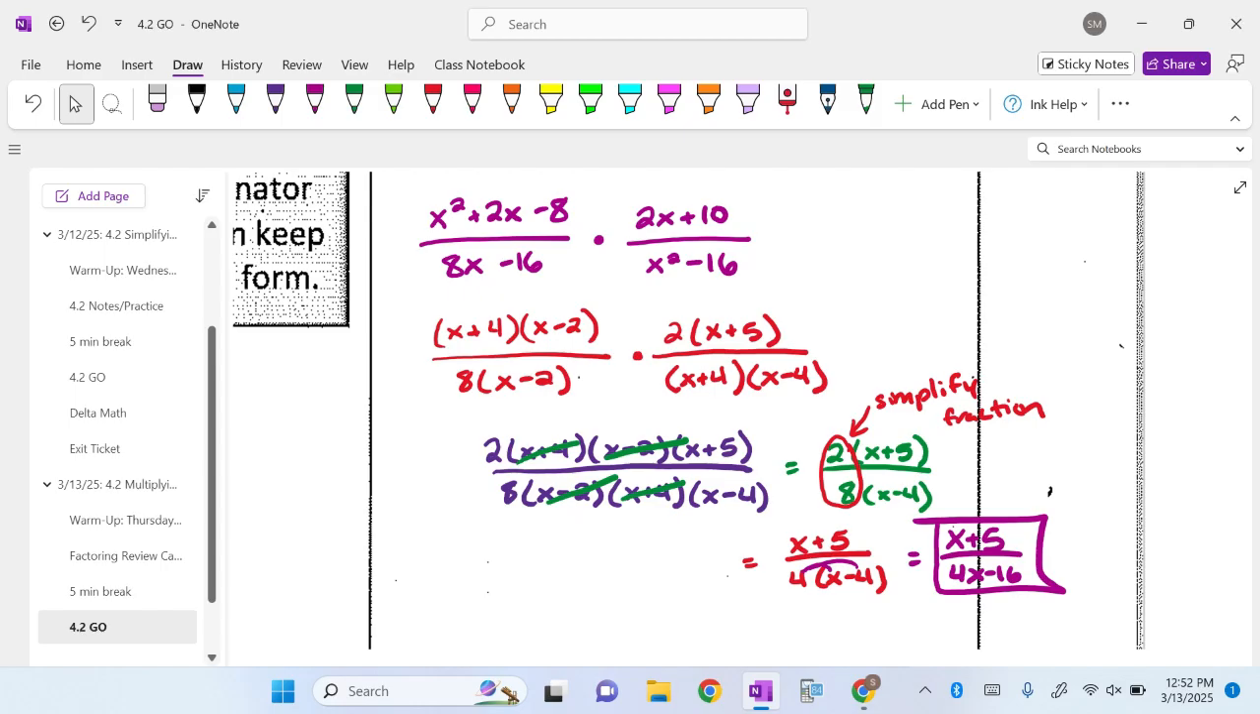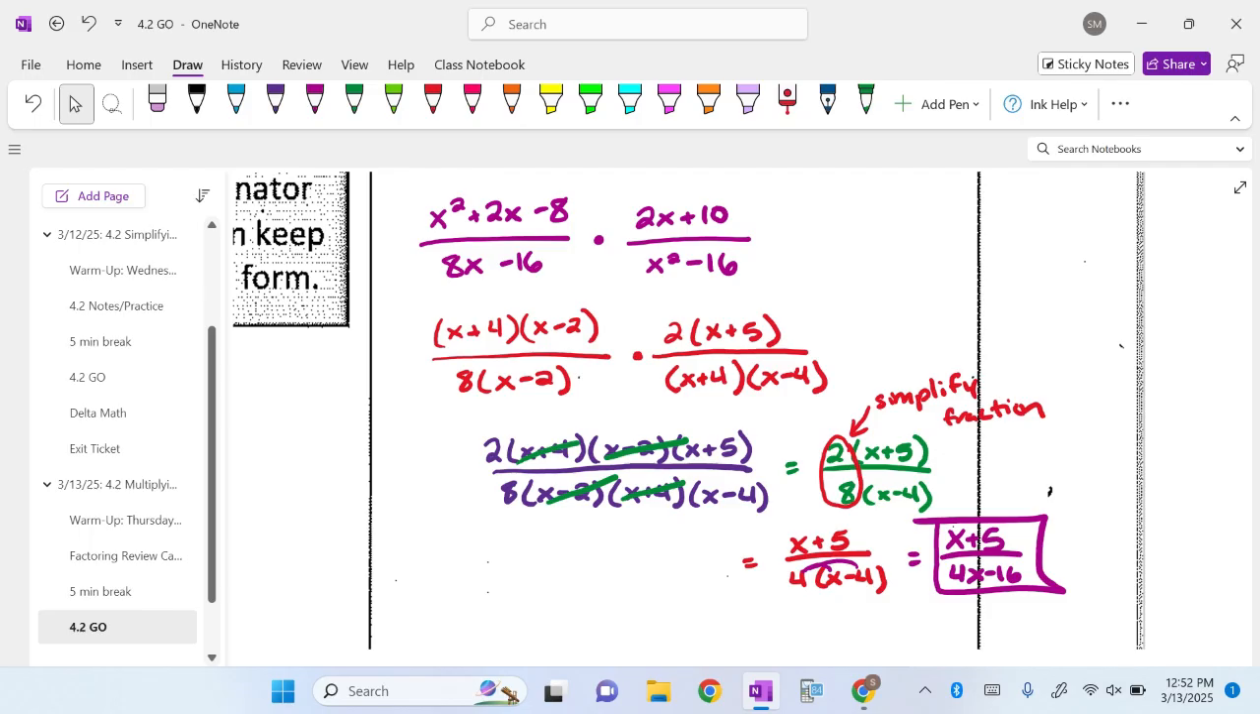But we can't quite do that yet because 2 and 8 on the outside, since they're being multiplied to be x plus 5 and x minus 4, they're still separate from those two bubbles. So in reality, we can simplify the fraction 2 over 8, which simplifies to 1 over 4, which is how I got x plus 5 on top, because that's just 1 times x plus 5, all over 4 times x minus 4. So I simplified this fraction to get this, and then to clean it up, I distributed the 4 back into the bubble to give me x plus 5 over 4x minus 16.